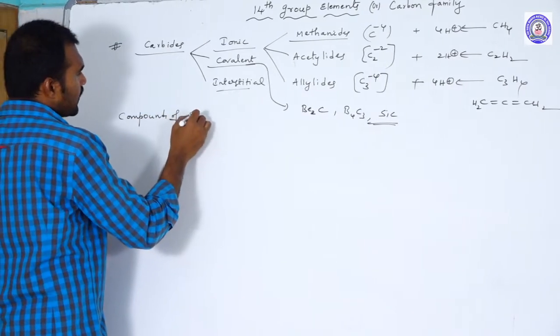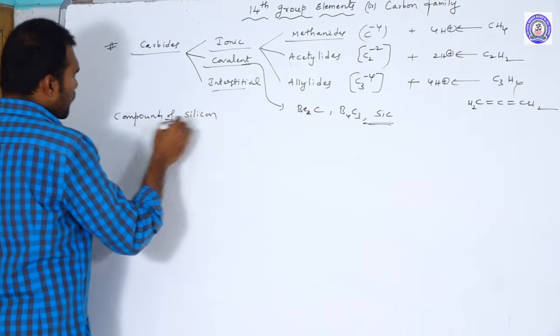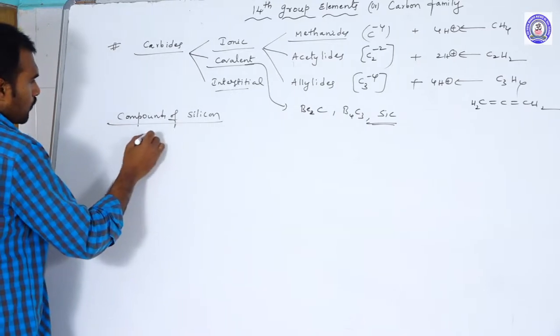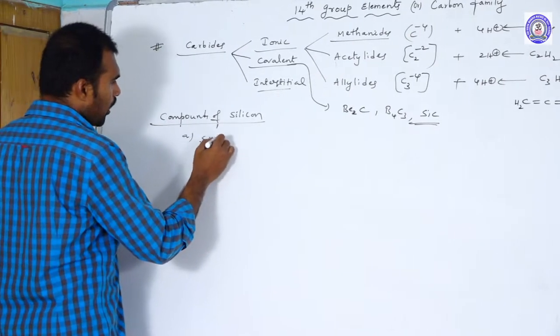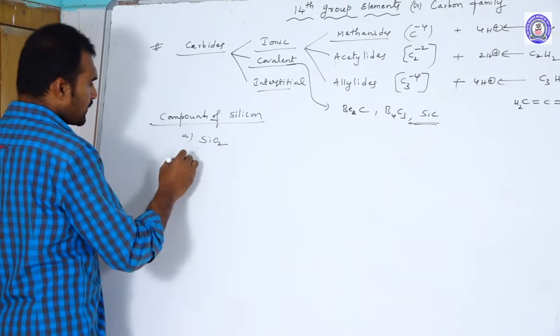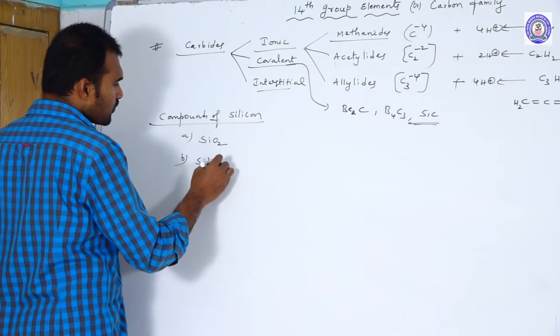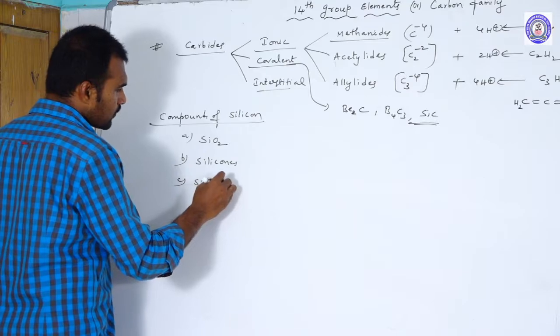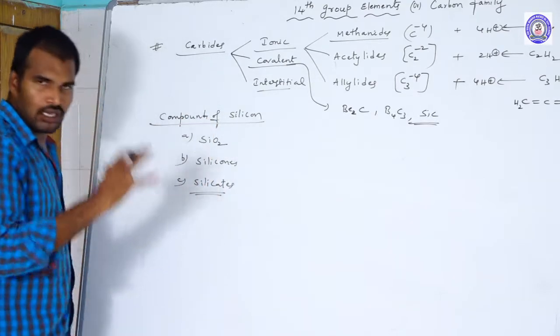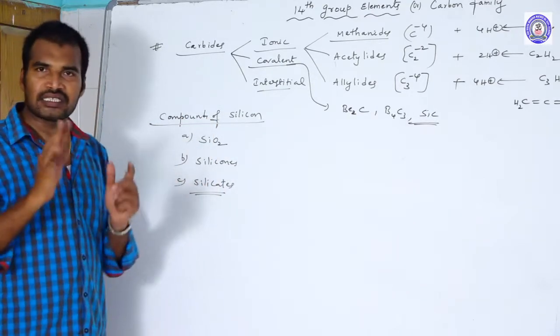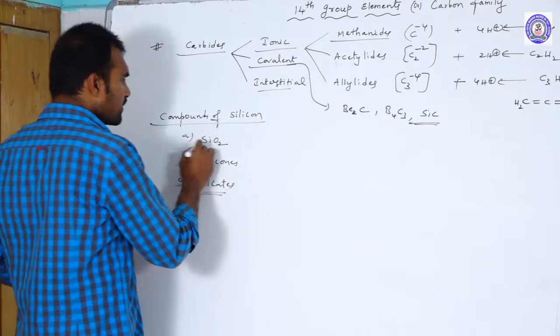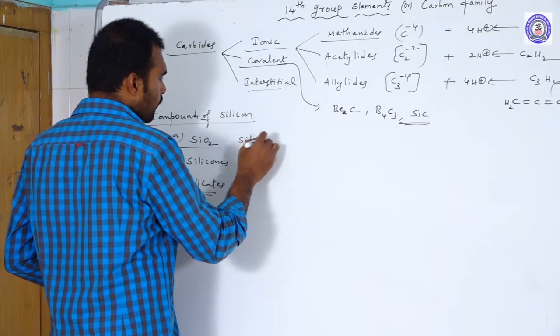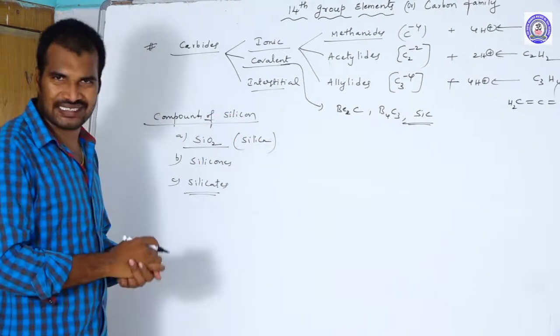Compounds of silicon. In the compounds of silicon, the first compound is silica, SiO2, the second compound is silicones, and the third one is silicates. These are the three compounds we are going to discuss now. Silica is nothing but SiO2.